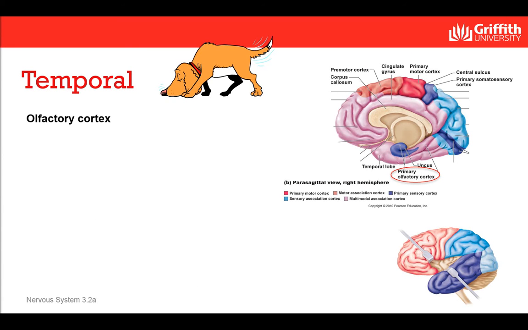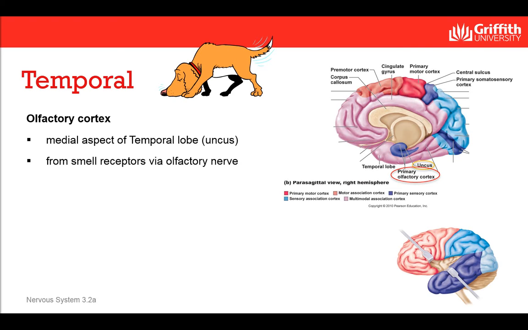Deep on the medial aspect of the temporal lobe, the olfactory cortex is located, in a small region called the uncus. Afferent fibers from the smell receptors in the nasal cavity send impulses along the olfactory nerve to the olfactory cortex here. The olfactory cortex provides us with a conscious awareness of different odors of smell.